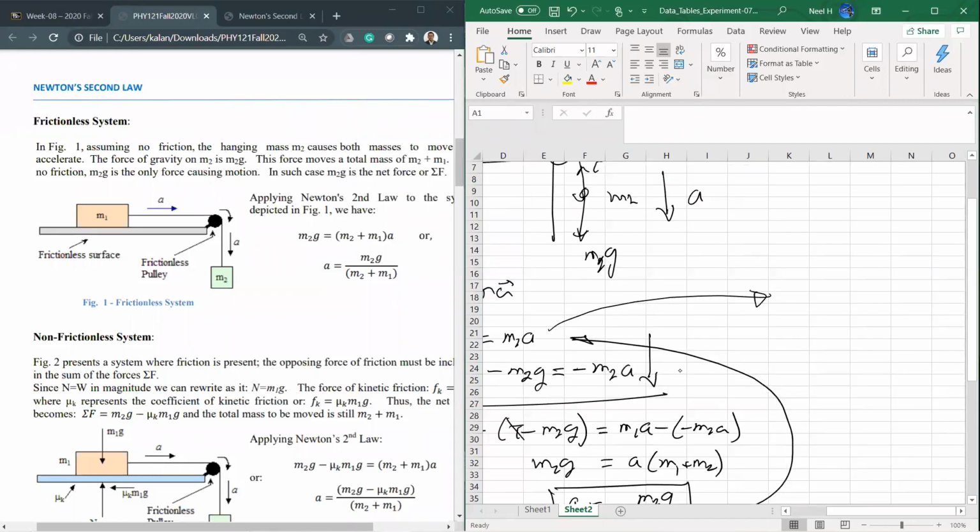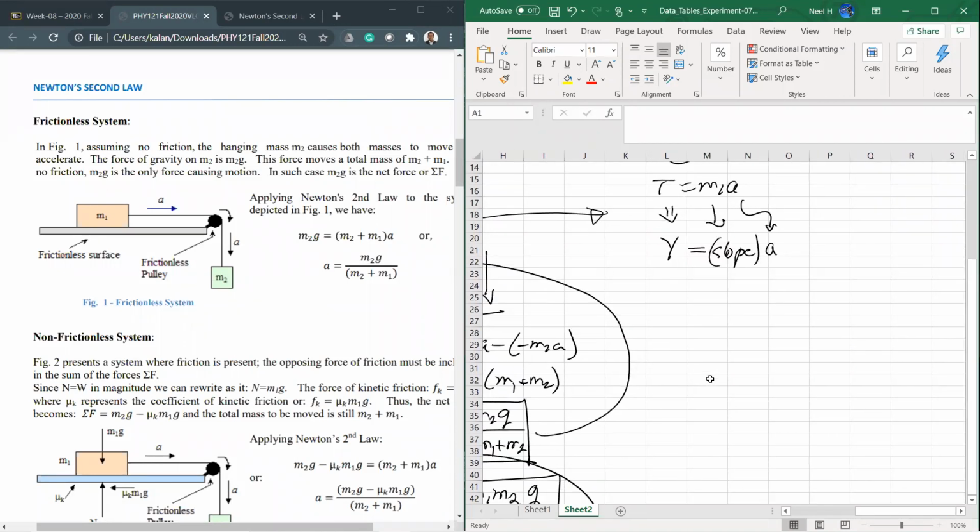So if you look at that equation, T is equal to M1A. T is the force acting on the object M1, the cart. If I put that on the y-axis, then y is equal to the slope of the graph times the acceleration of the cart.